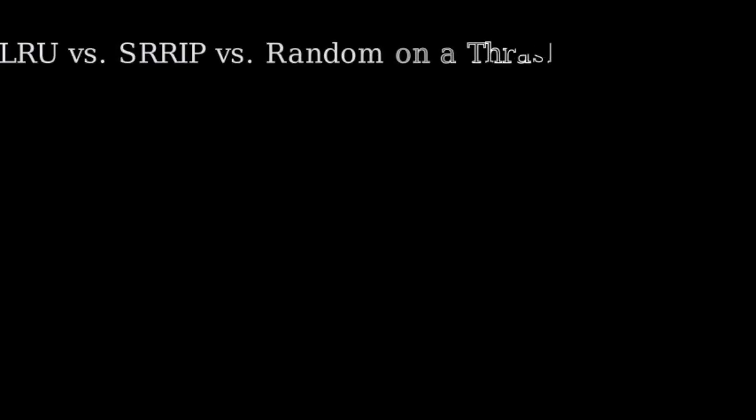In this lesson, we compare three cache replacement policies on a thrashing workload: least recently used, static re-reference interval prediction, and random. Our workload is adversarial. The working set equals the cache capacity plus one item. We will predict which policy wins and why, both mathematically and graphically.